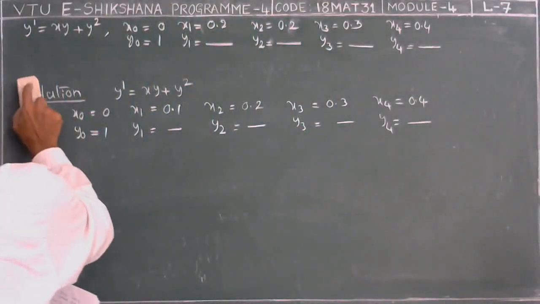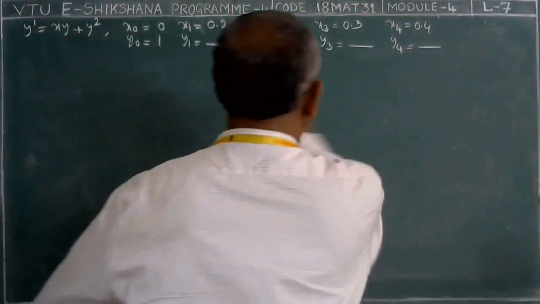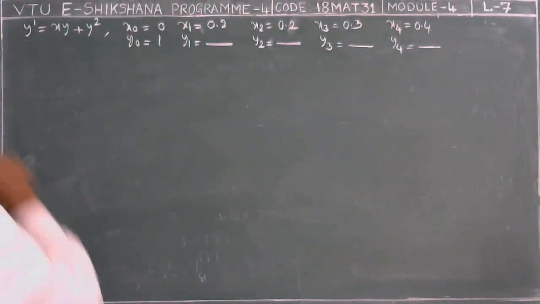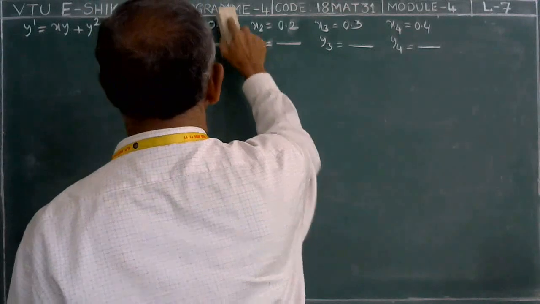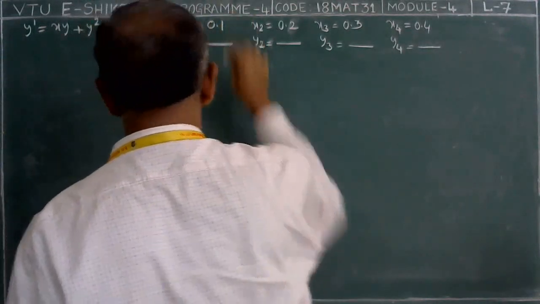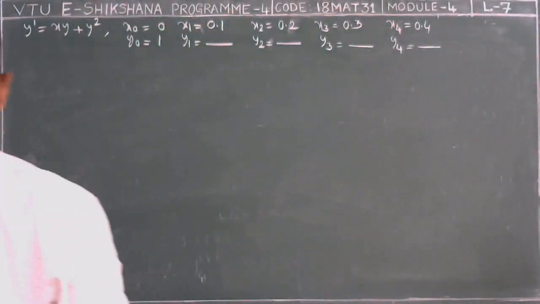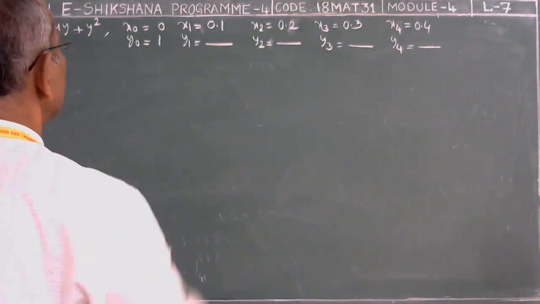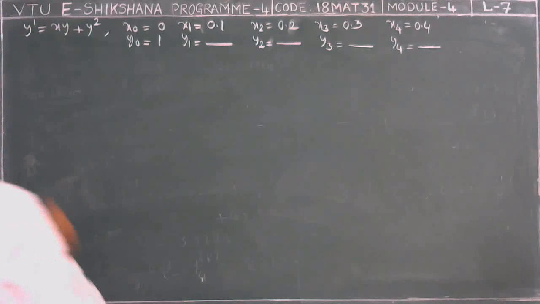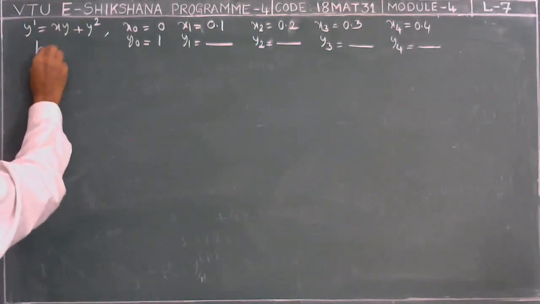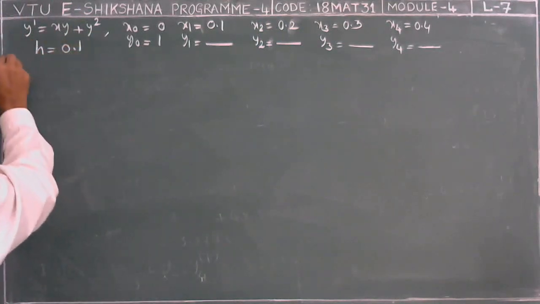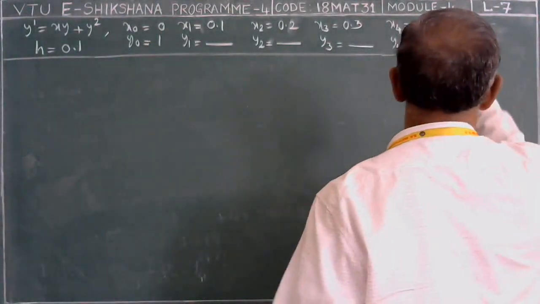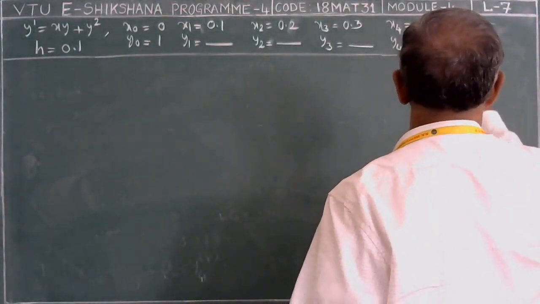So from Taylor series, what is h? h is 0.1, x1 is 0.1, 0.2, 0.3. So now h is 0.1.